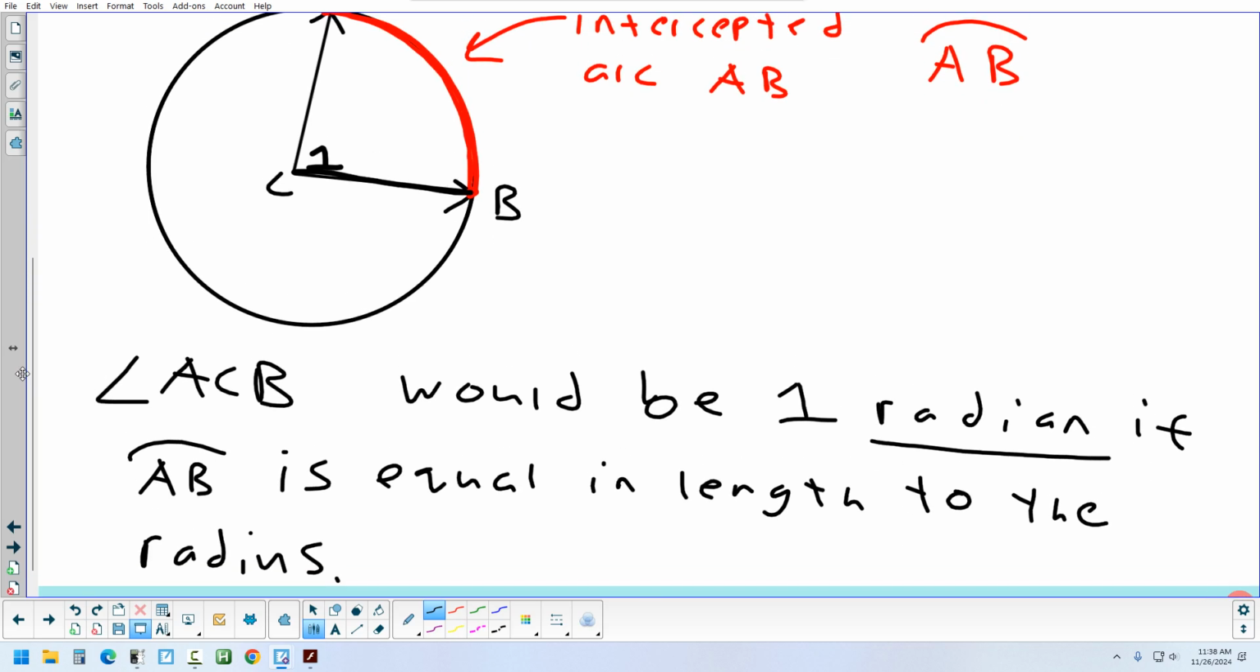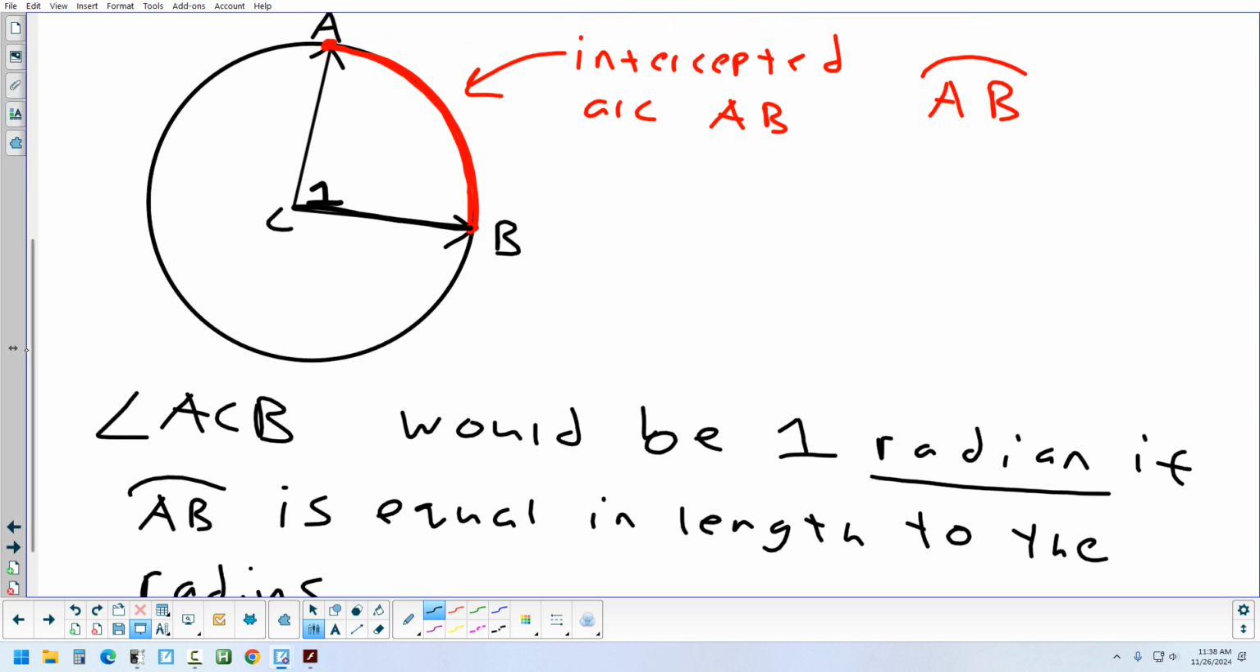Now, that doesn't really do anything to help us convert between degrees and radians, but it at least gives you a picture you can imagine in your head for what a radian would look like. If this angle is not 1 radian, then this arc will not match the length of the radius. So any question on that special property?